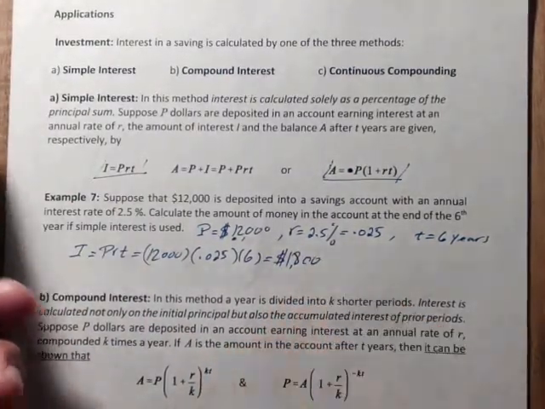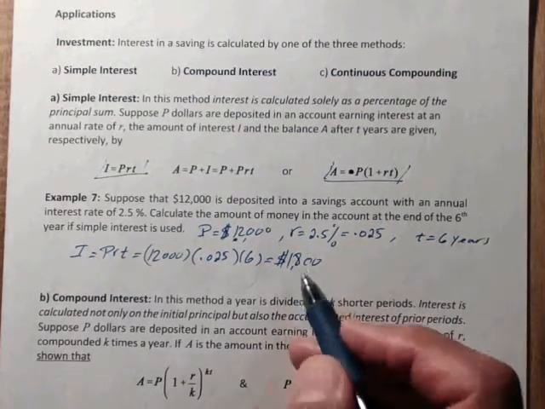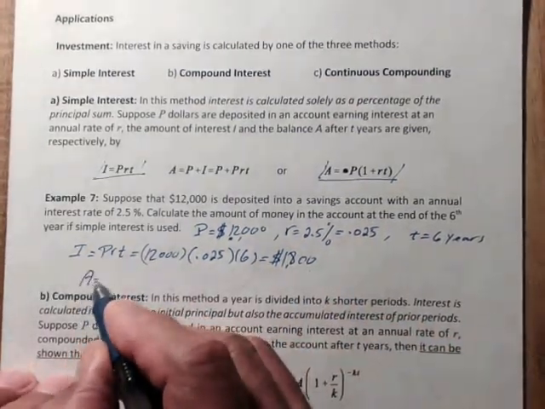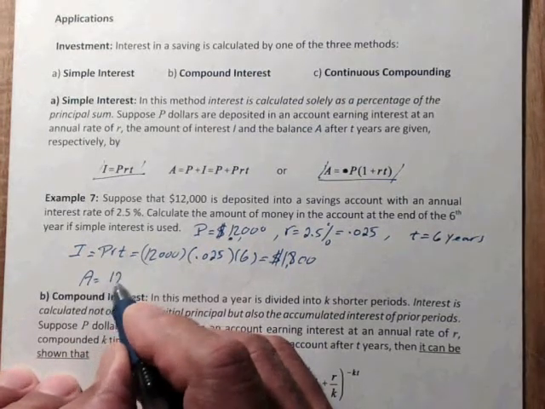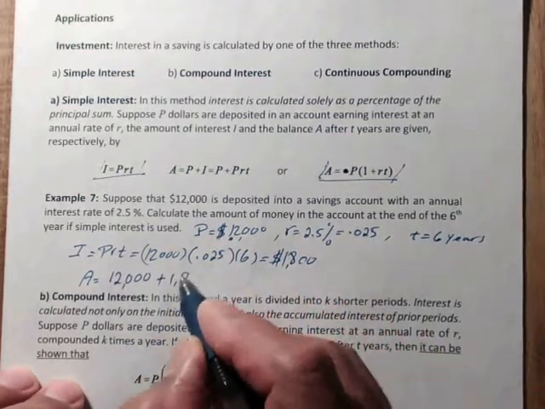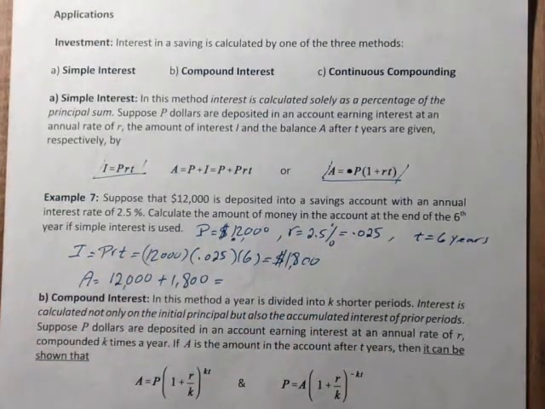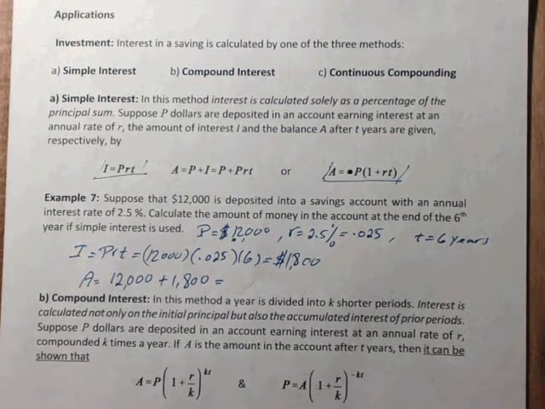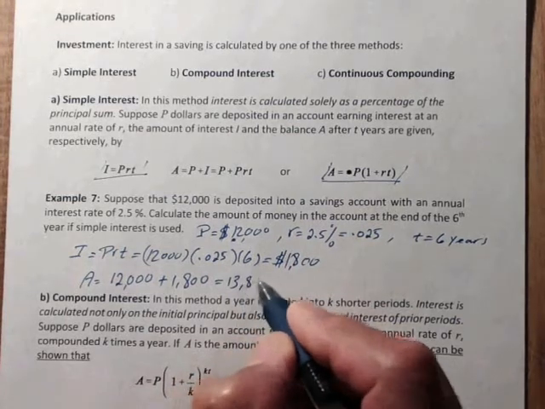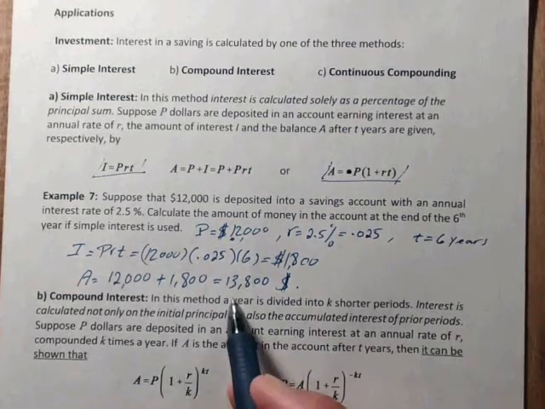So that's your interest. After 6 years, your money has increased by $1,800. So A is whatever you had, which was 12,000, plus whatever you made, 1,800. So if I add this to 12,000, it's $13,800. So with simple interest after 6 years, you have $13,800.